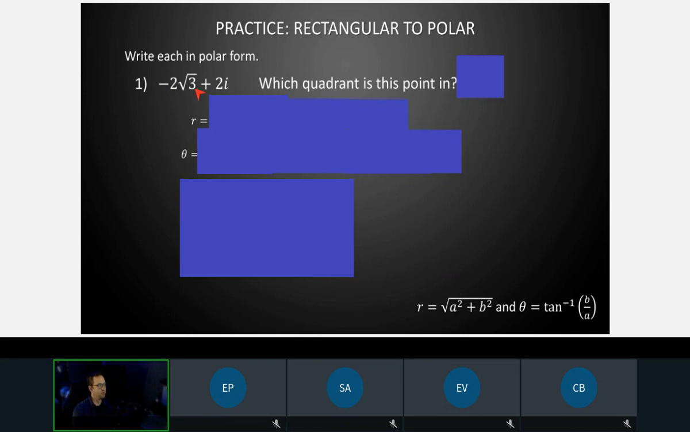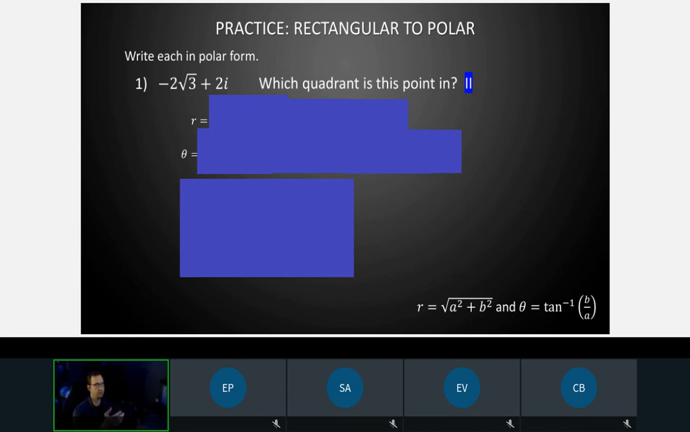So -2 rad 3 plus 2i. What quadrant is this in? This is in quadrant 2. Yep. We're just making a little note to ourselves because the answer that we get in polar form should also be in quadrant 2. So it's good to write it down.